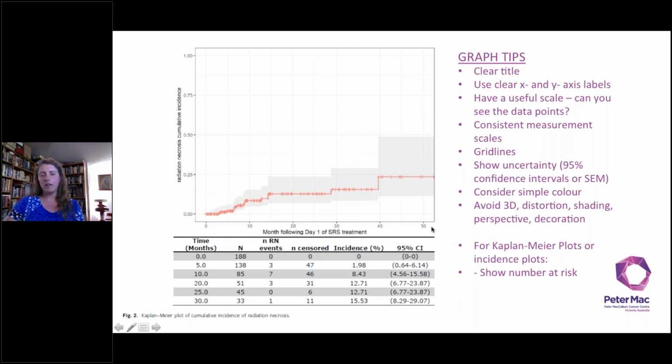So this is our X axis here. We've got our numbers equally spaced as the scale. And we have a label which is clearly indicating that the time scale is in months and stating that day 1 was the day of the radiosurgery treatment. We have our y-axis up here, which is the cumulative incidence of our radiation necrosis.